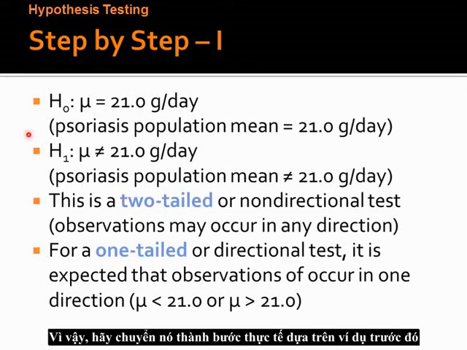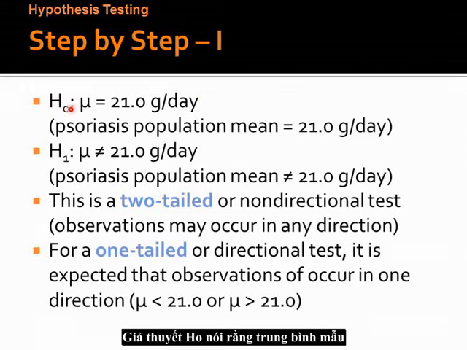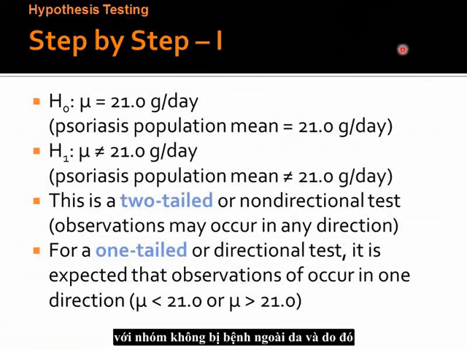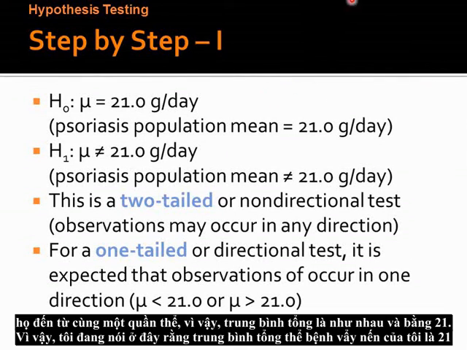So let's translate that into actual steps. Based on the example previously, with our H0, our null hypothesis, we are saying that the sample mean from the group that we've taken, the group with the skin disease, comes from the same population as the group with no skin disease, and therefore the population mean is the same, and the population mean was given to be 21. So I'm saying here that my psoriasis population mean is also 21, right?